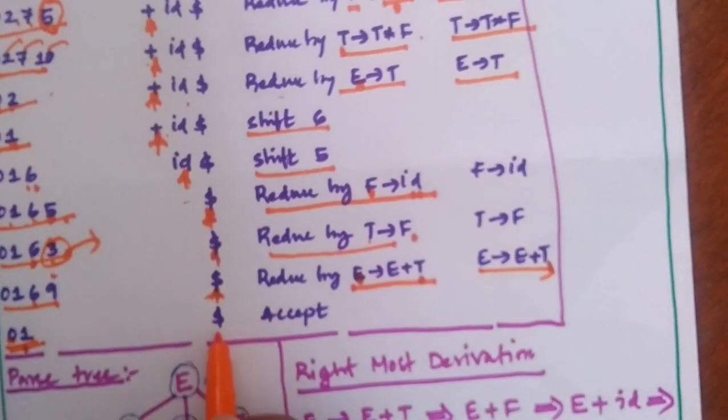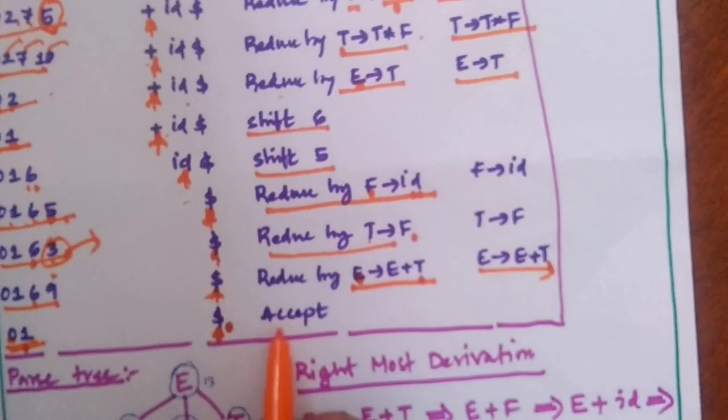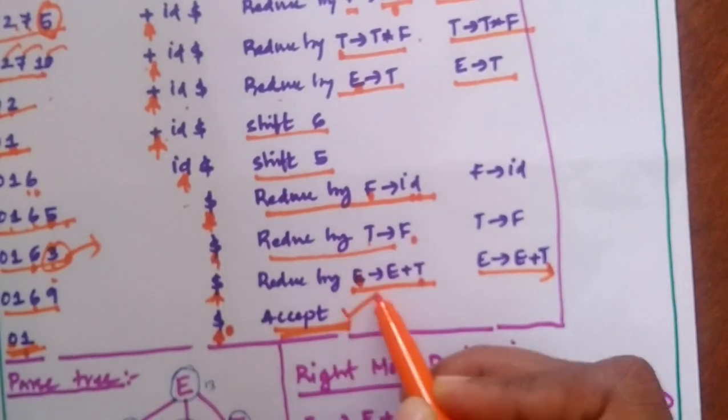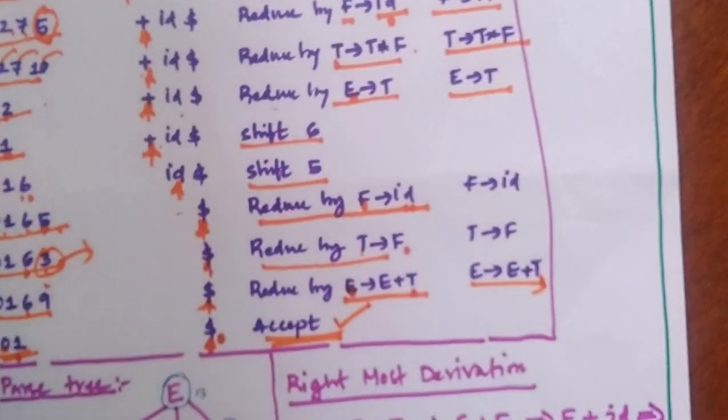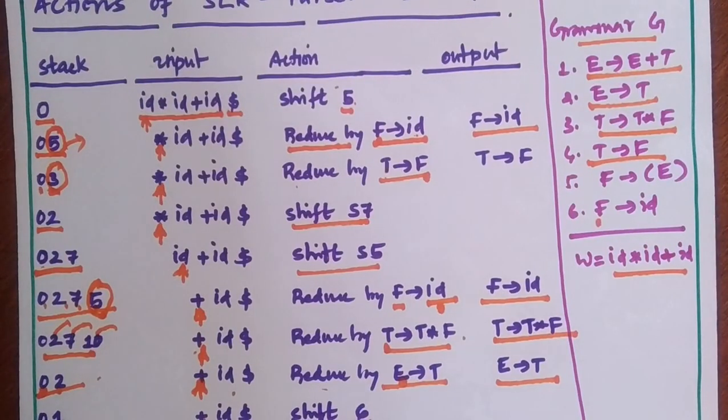Then the stack top is 1, the input pointer points to the same symbol dollar, and 1 and dollar is accept. So you will get an accept from the action table. So the parser will understand that it has successfully finished the parsing operation. Then the parser will terminate with the successful status. So this is the total parsing operation of the given string ID star ID plus ID.